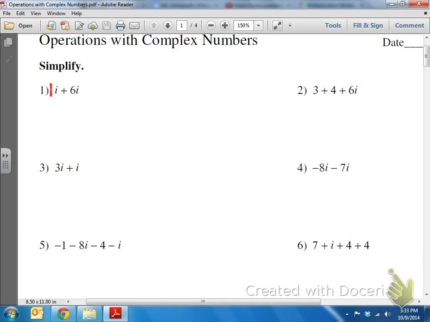So I have an invisible 1 in front of that, 1i on number 1. So 1i plus 6i is 7i. Okay, that's not that hard. Here's something with number 2. So 3 and 4 are like terms, so 3 plus 4 is 7. And then we write 7 plus 6i.